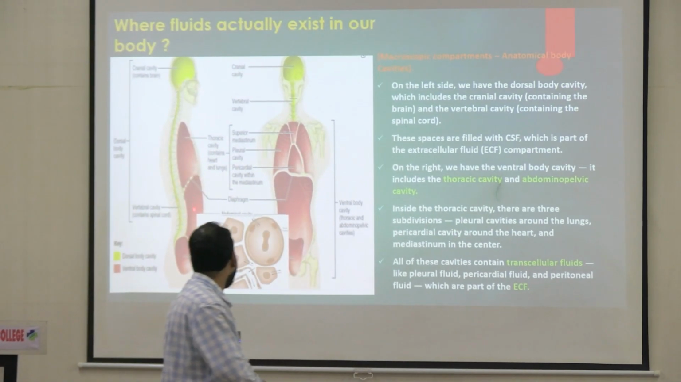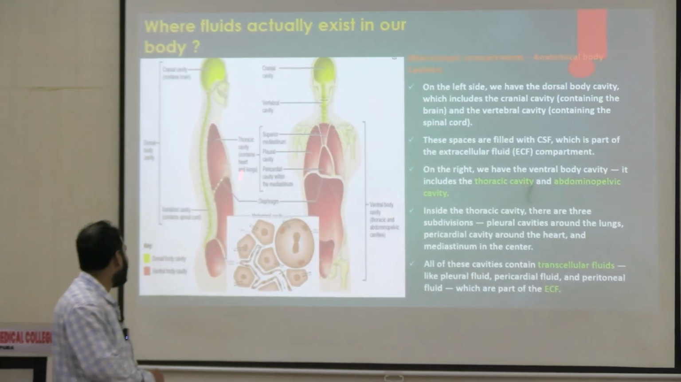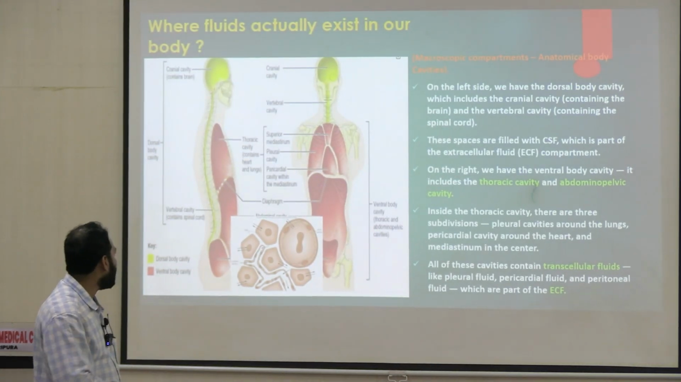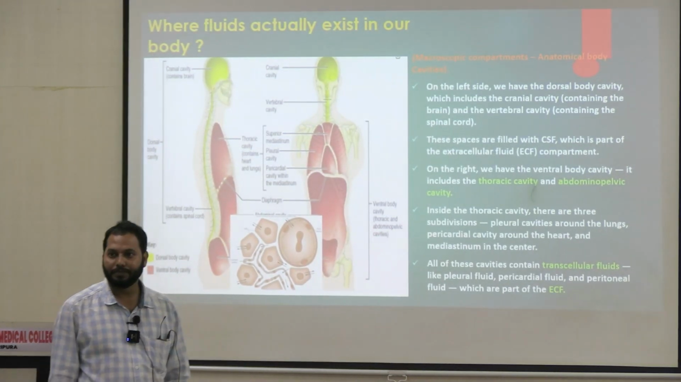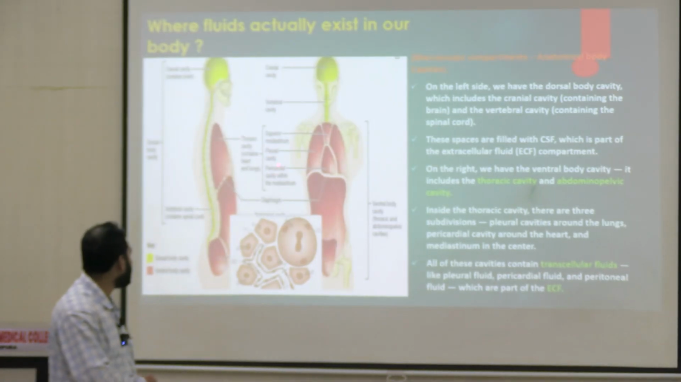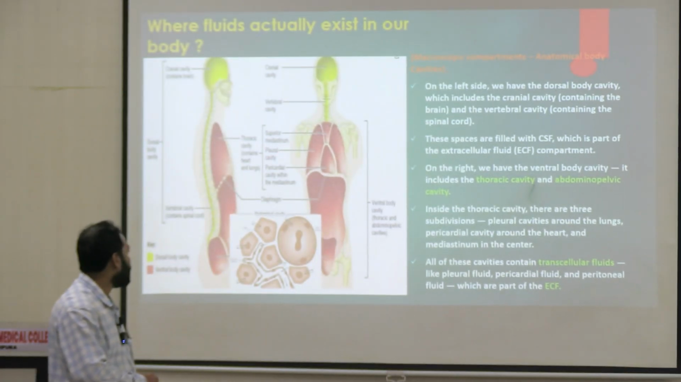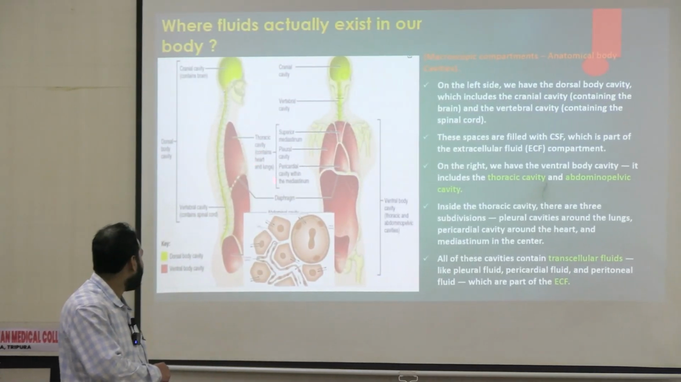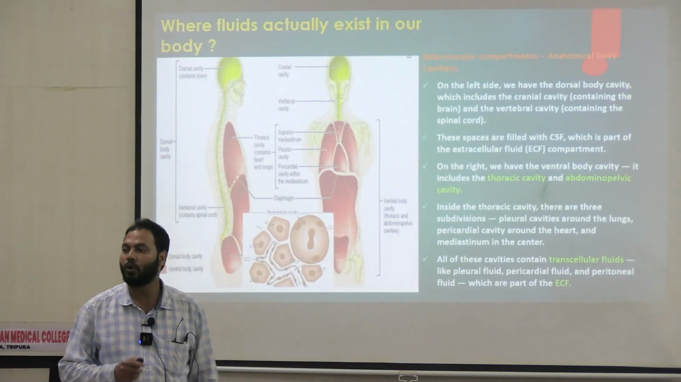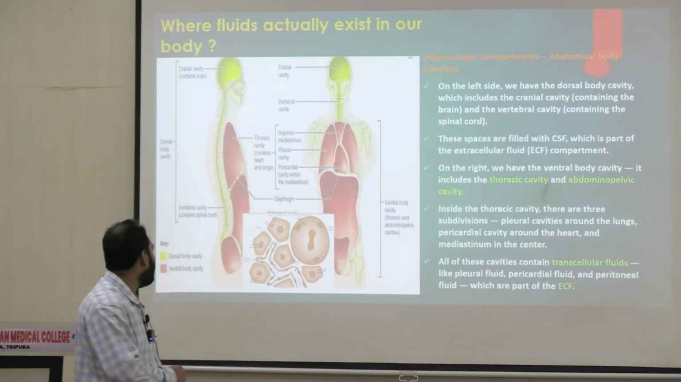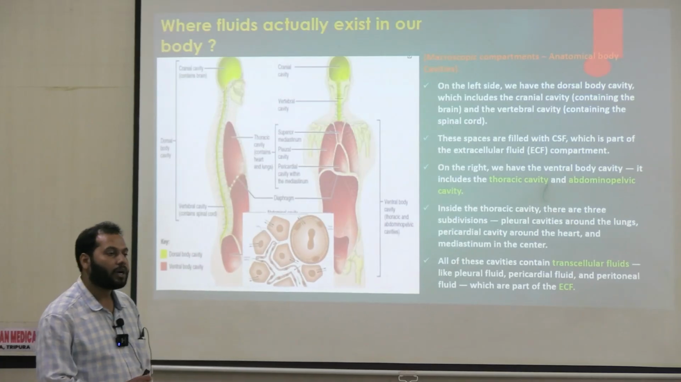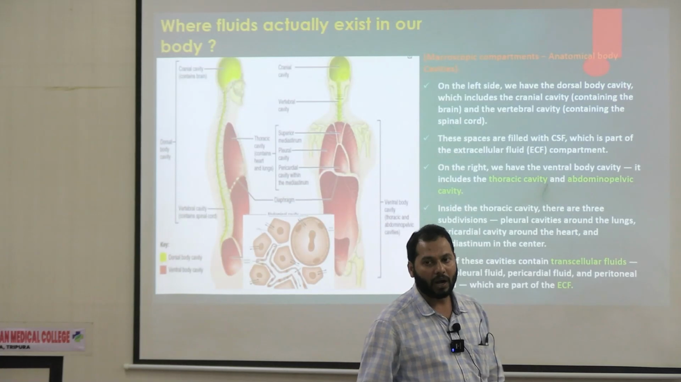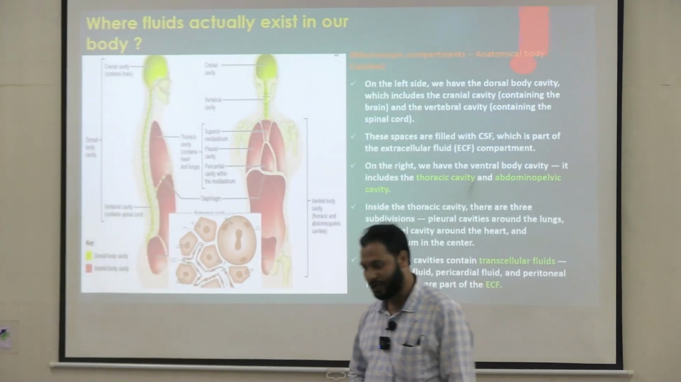If you see the ventral body cavity, it is mainly composed of the thoracic cavity and the abdominal cavity, right? The thoracic cavity is composed of the pleural cavity, which surrounds the lungs, and the pericardial cavity, which surrounds the heart. At the center is the mediastinum, right? This part also contains some fluid called transcellular fluid, which is a part of extracellular body fluid, right?